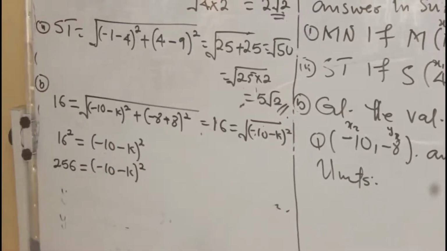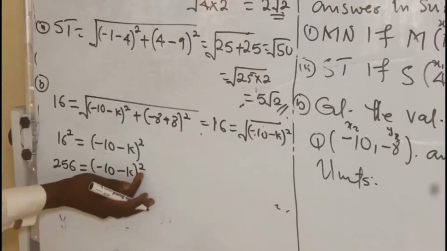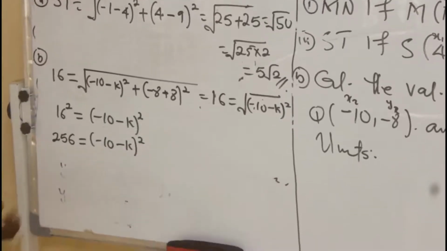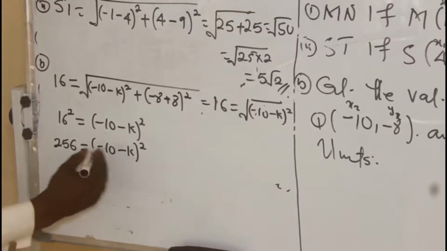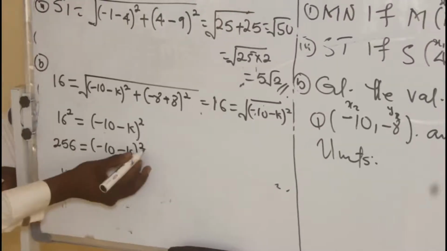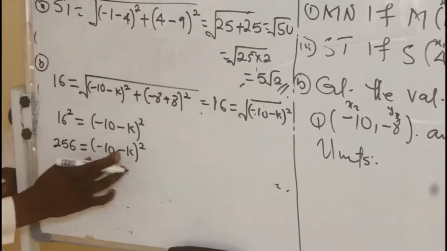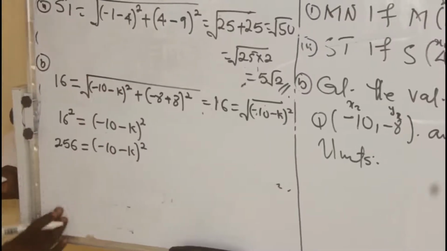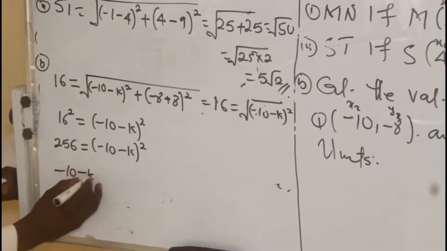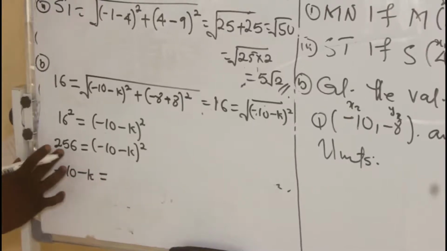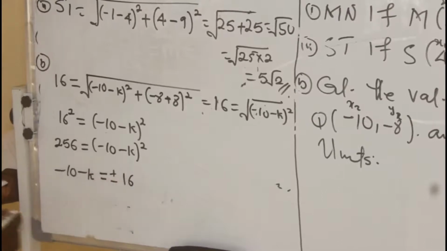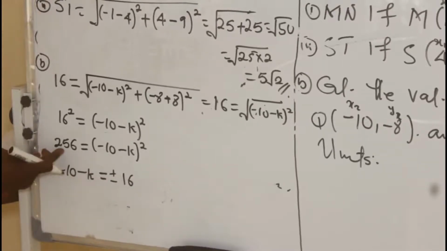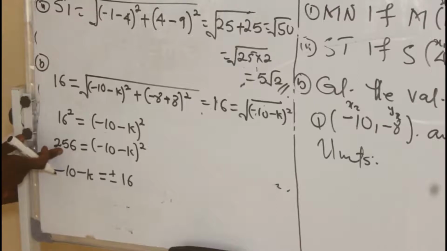So now what can you do again mathematically? Don't forget you still have square, right? So what are you going to do? Take the square root again. When you take the square root again, this square will go. It's going to leave you with minus 10 minus k is now equal to what is the square root of this? Plus or minus 16. Are we together? Because whenever you are taking the square root, you have to put your plus or minus.